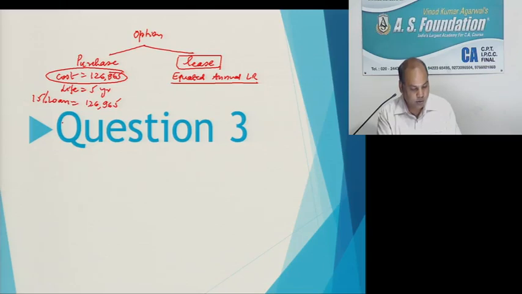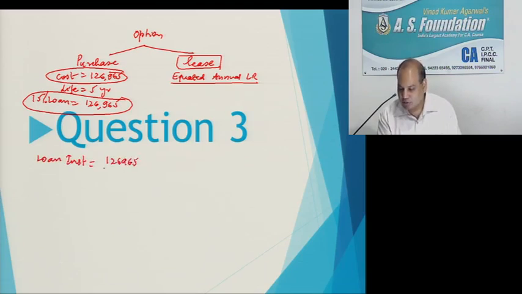And the loan will be paid in 5 annual equal installments inclusive of interest. So here also the institute has not given you the loan installment. The loan installment is an annuity, 126,965 divided by PV annuity factor. Installment will include interest also.